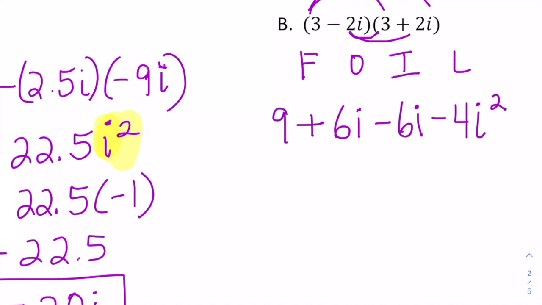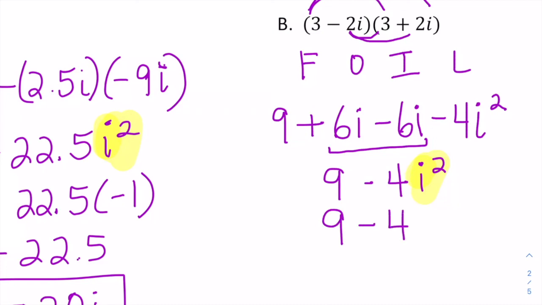Now we can see right away that the terms in the middle are going to cancel. So 6i and negative 6i cancel each other out. And we're left with 9 minus 4i squared. Now remember, i squared equals negative 1. So 9 minus 4 times negative 1, well, that's going to be 9 plus 4, which equals 13.